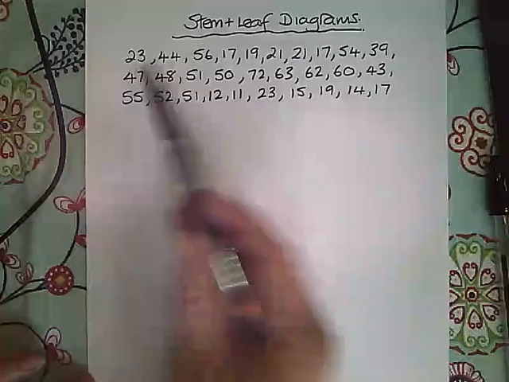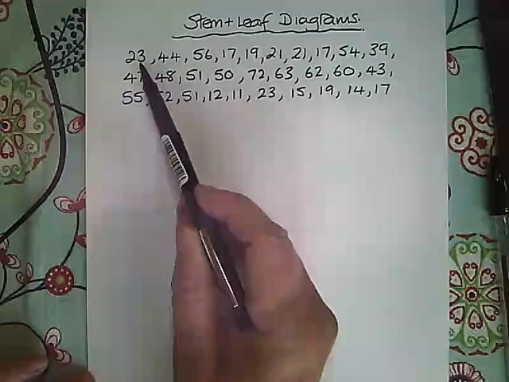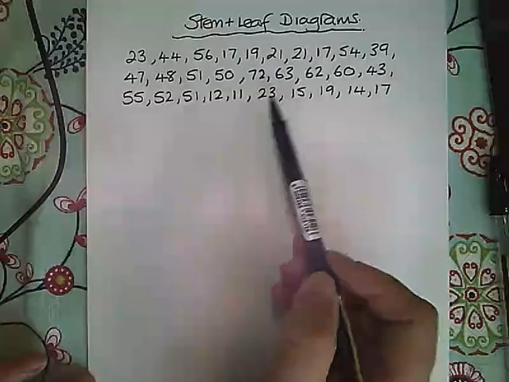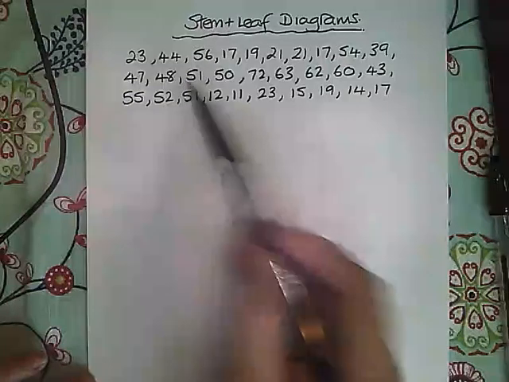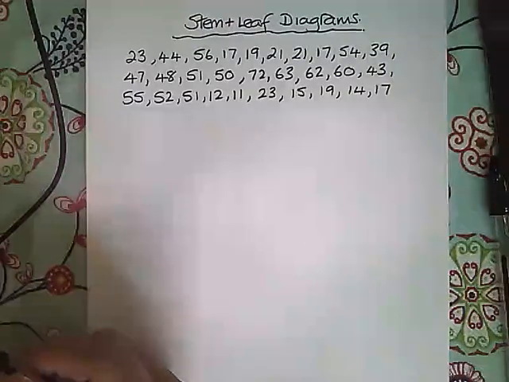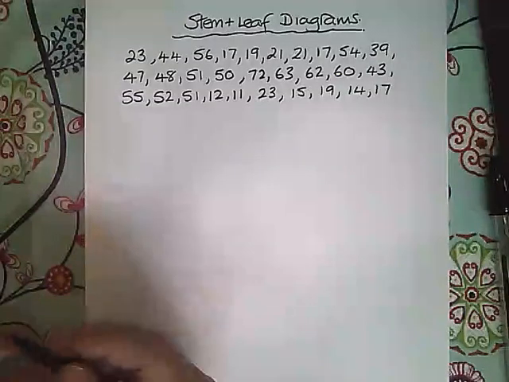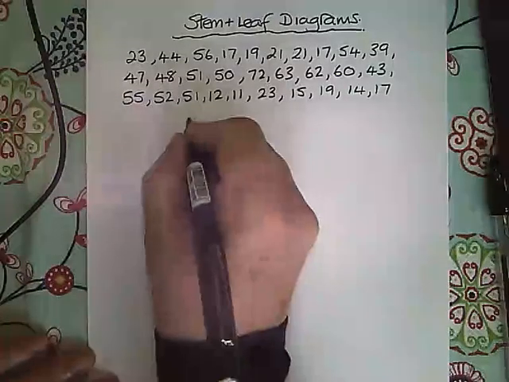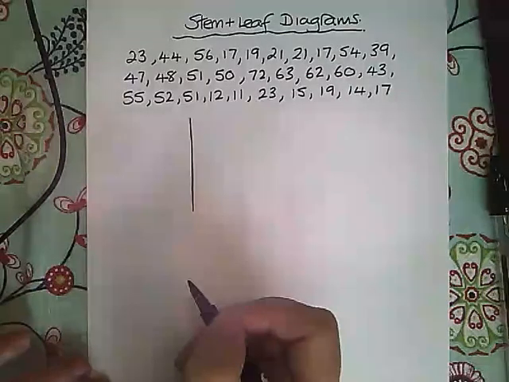Now, just taking a look at all the data, we've got numbers that are in the teens, then in the 20s, then in the 30s, 40s, 50s and 60s. So we're going to make the tens part of a number our stem, and then the units part of a number our leaf. We start off by drawing what's called an unordered stem and leaf diagram.